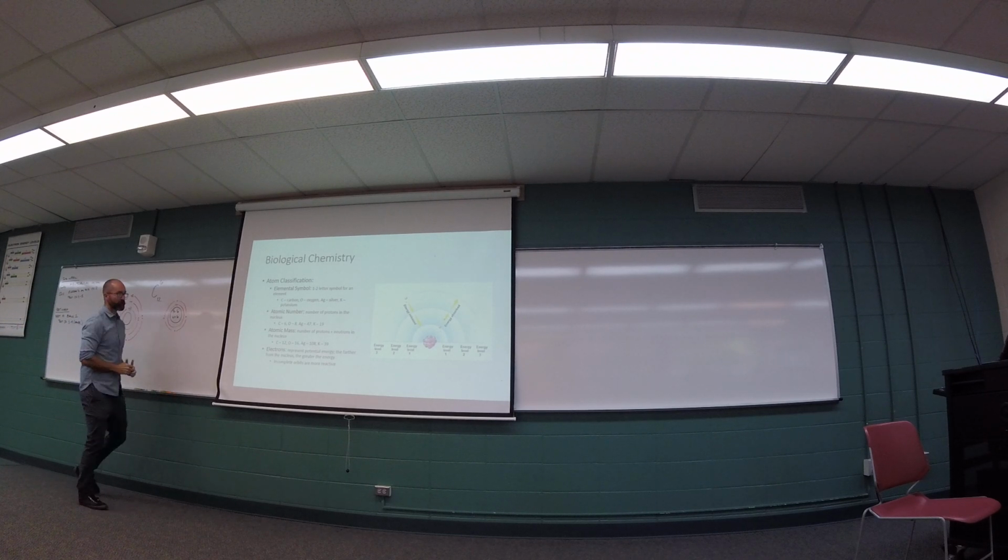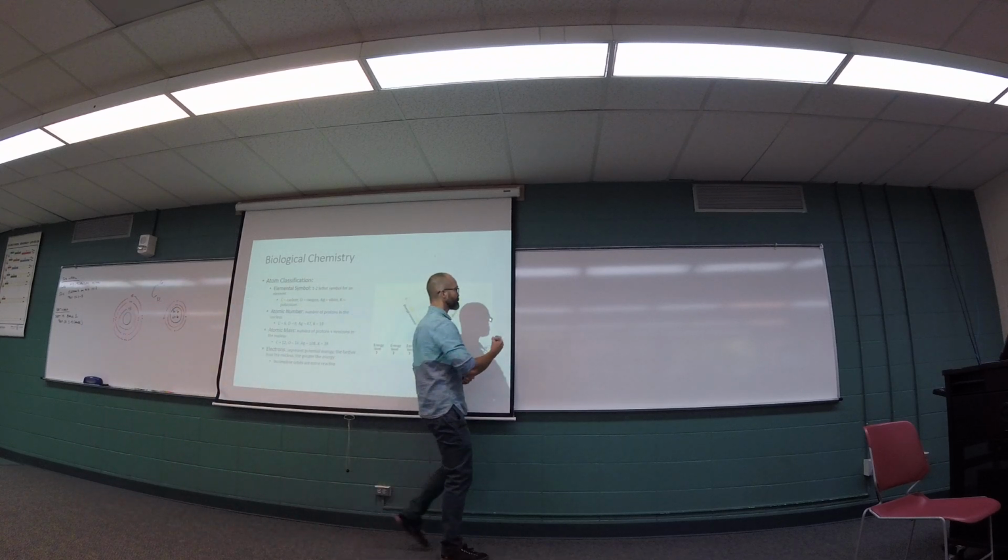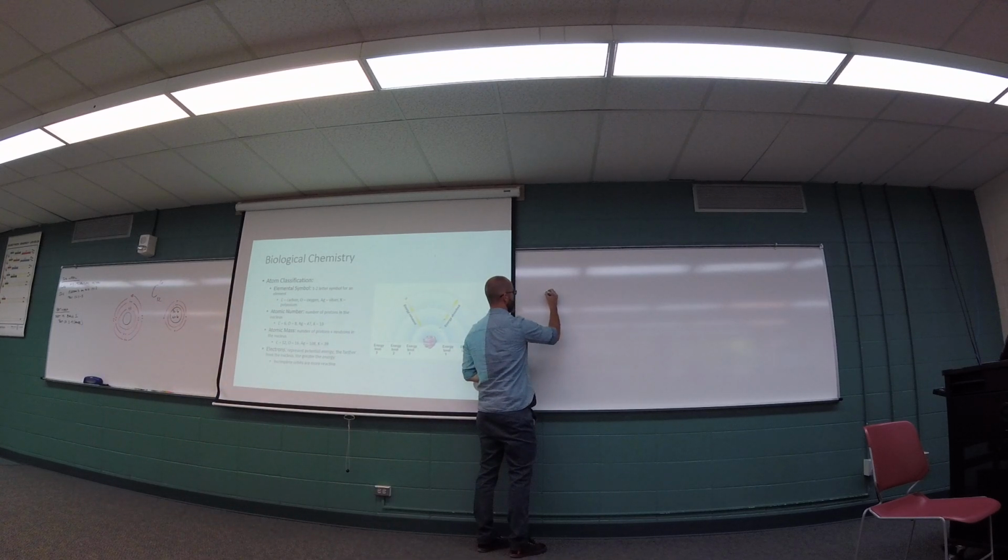Okay, let's do another. Let's do oxygen over here. So oxygen has an atomic number of 8, an atomic mass of 16.